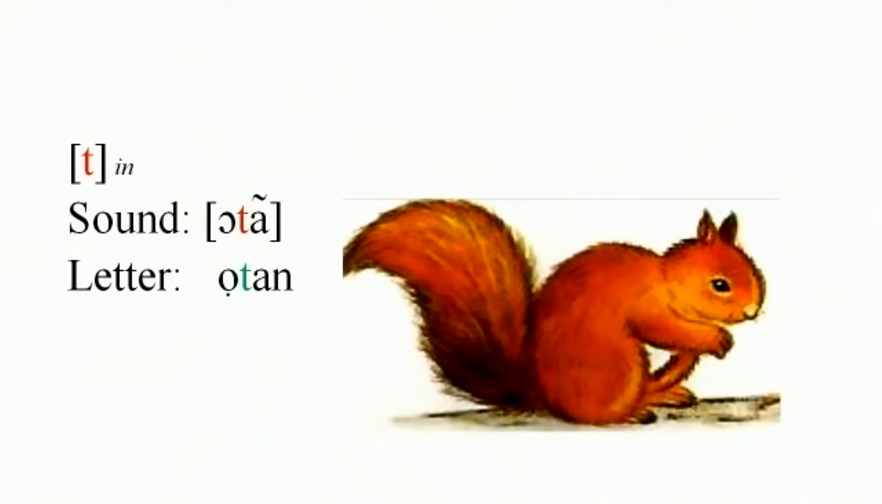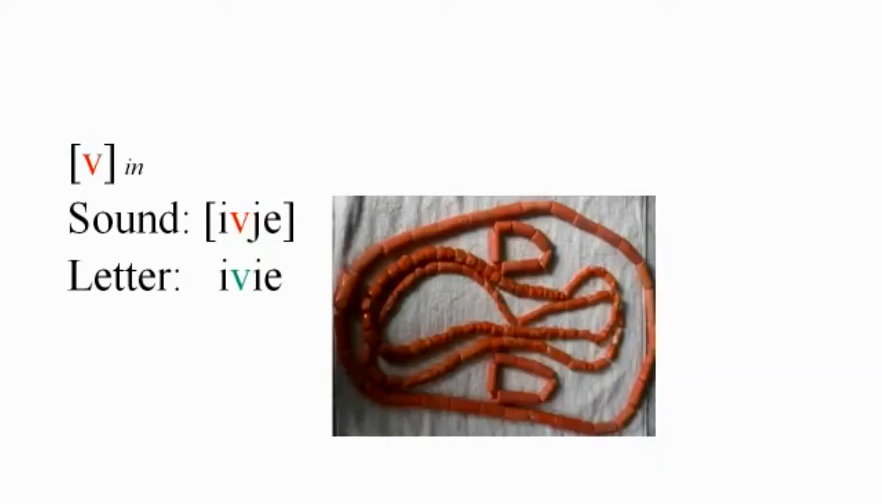Then the sound T in the word time. You see that there is no difference in form because it is represented by the letter T. And then the sound V in Ivie is represented by the letter of the alphabet, that is V, the letter V. So no difference in form.